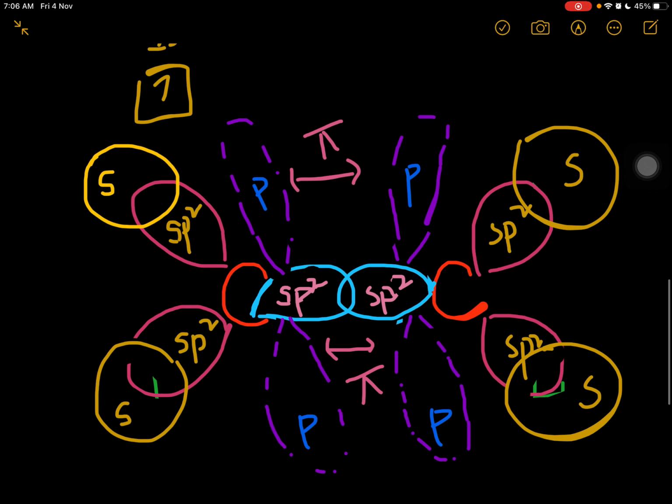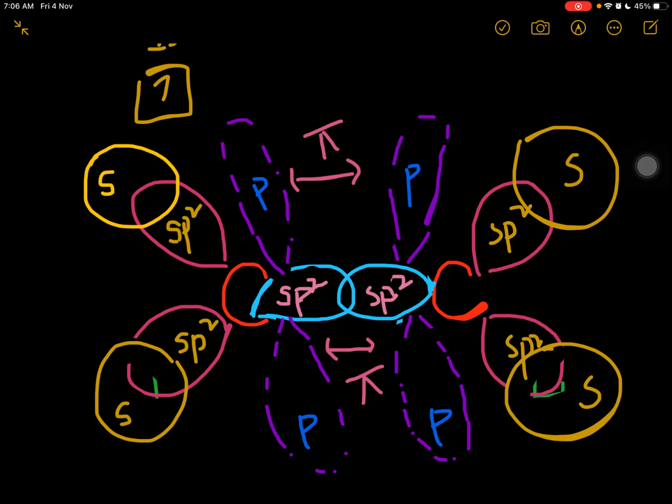So you can imagine the structure of ethene, basically C2H4. And you know, this pi bond forms the structure of a cylinder, like this. And if you want to observe the angle, what will be the angle over here?